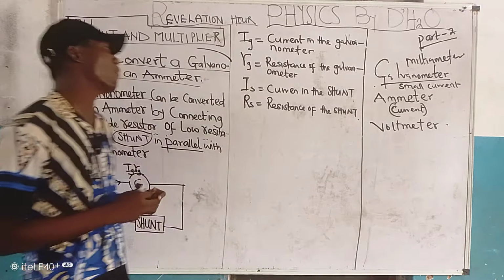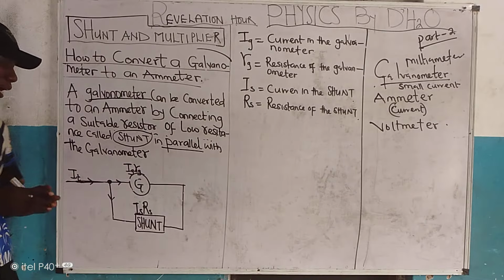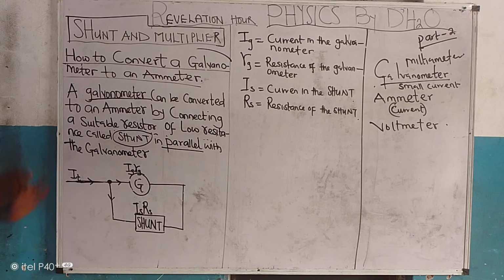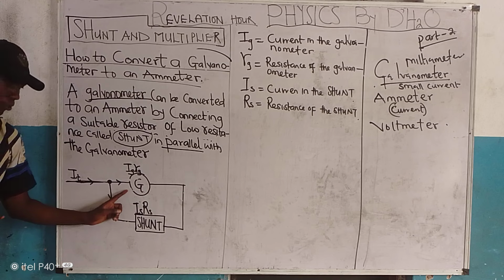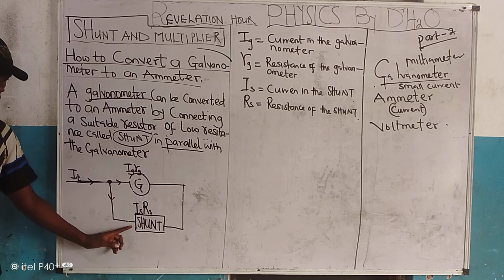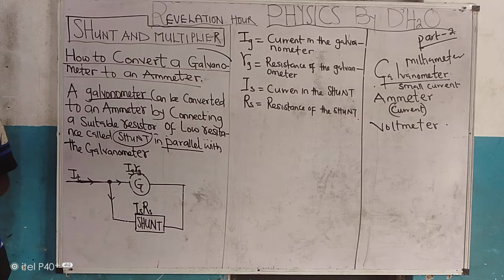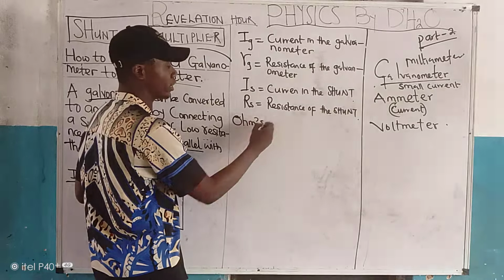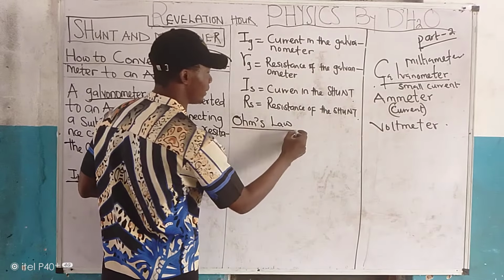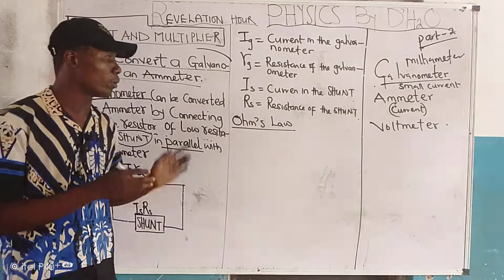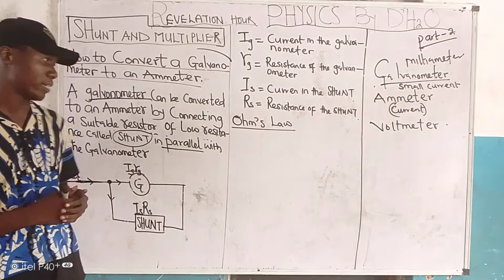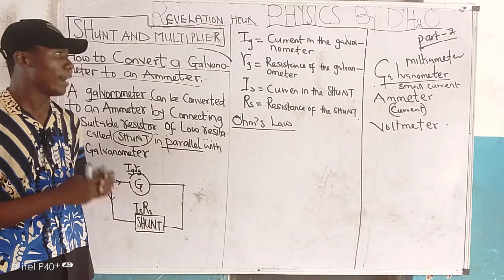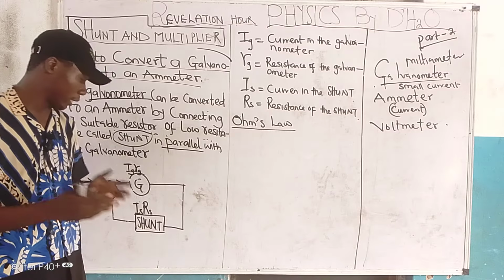It means that whenever you are to convert a galvanometer to an ammeter, you must take note of this important connection. They must be in parallel. And if two circuit elements are in parallel, it means that the voltage of one circuit element will be the same as the voltage of the other circuit element. Remember Ohm's law. Ohm's law says that the current flowing through a metallic conductor is directly proportional to the potential difference, provided that the temperature and every other physical parameter are kept constant.